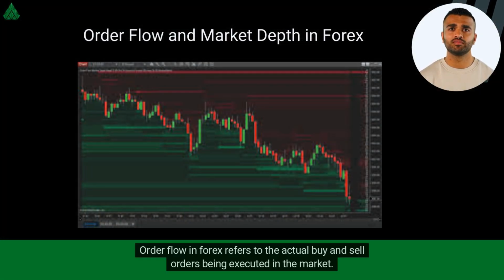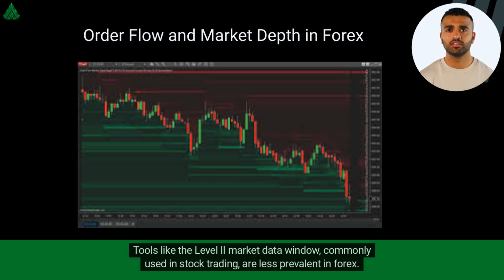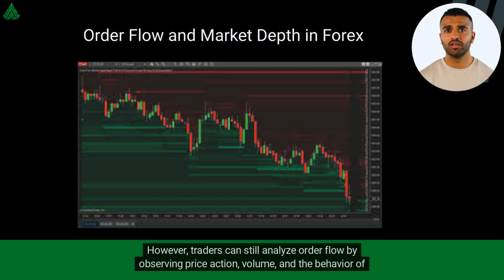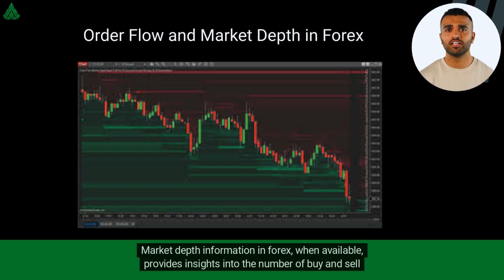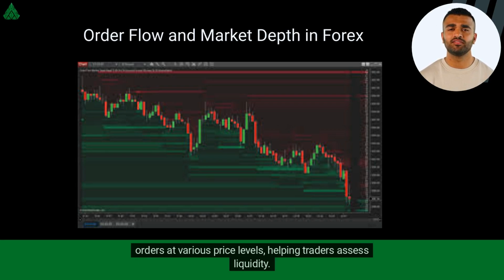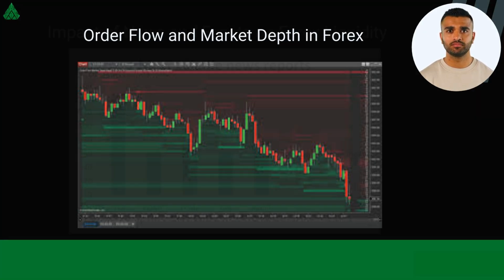Order flow and market depth in Forex. Order flow in Forex refers to the actual buy and sell orders being executed in the market. Tools like the Level 2 market data window, commonly used in stock trading, are less prevalent in Forex. However, traders can still analyze order flow by observing price action, volume, and the behavior of large market participants. Market depth information in Forex, when available, provides insights into the number of buy and sell orders at various price levels, helping traders assess liquidity.